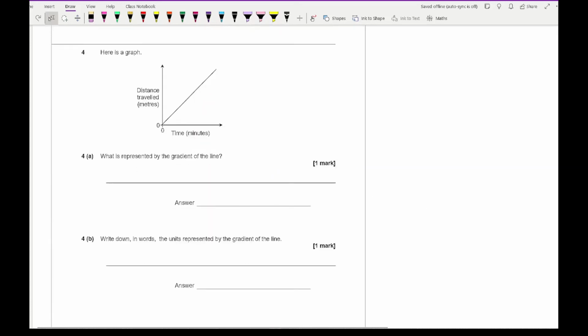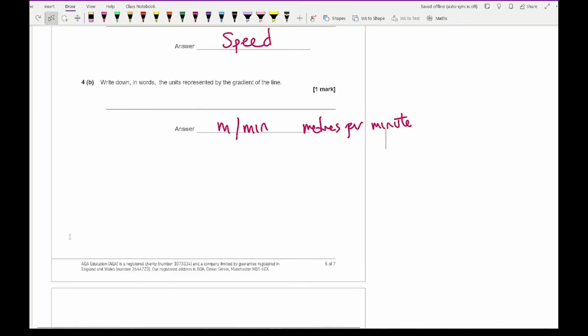Then moving on to question 4, it says that here is a graph and we've got distance against time. So what is represented by the gradient of the line, and that is basically going to be speed. Then in terms of the units, well, the units of speed is going to be distance over time, so it's going to be meters per minute. And again, if you wanted to actually write down, say, meters per minute, then that would be absolutely fine. I certainly wouldn't leave it as M over M. I don't think that'd be worth any marks, but again, you just want to identify it as meters per minute is what you're trying to aim for in your answer.